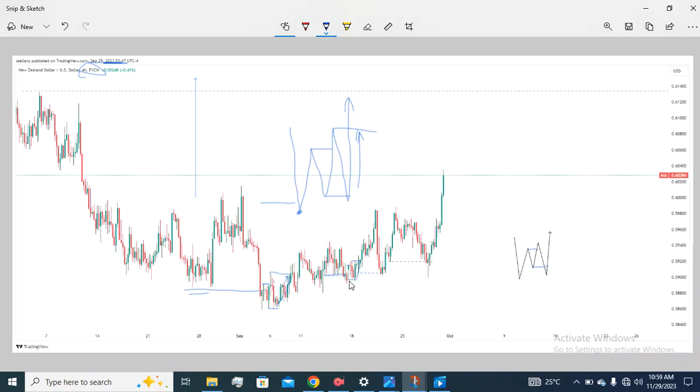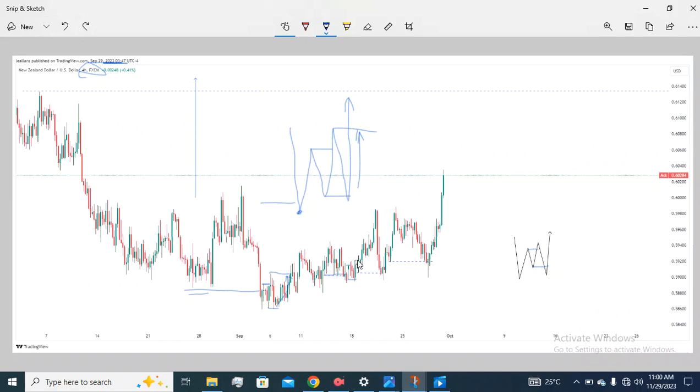Right here, we had a sweep of liquidity, yes? Right here, we had a sweep of liquidity. And moving up, this sweep of liquidity is right here. We have a sweep of liquidity here, creating a stronger lower low right here. Now the market moved up, broke this guy. Okay, let's delete this a bit. It will be clear. Okay, so there is a sweep of liquidity.